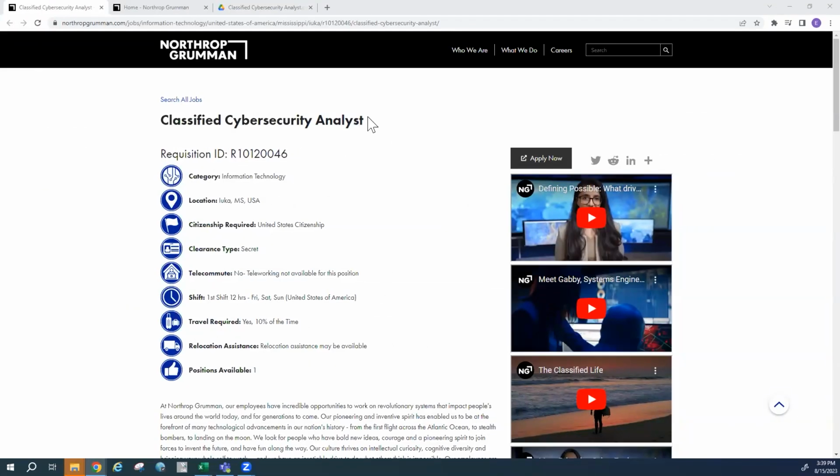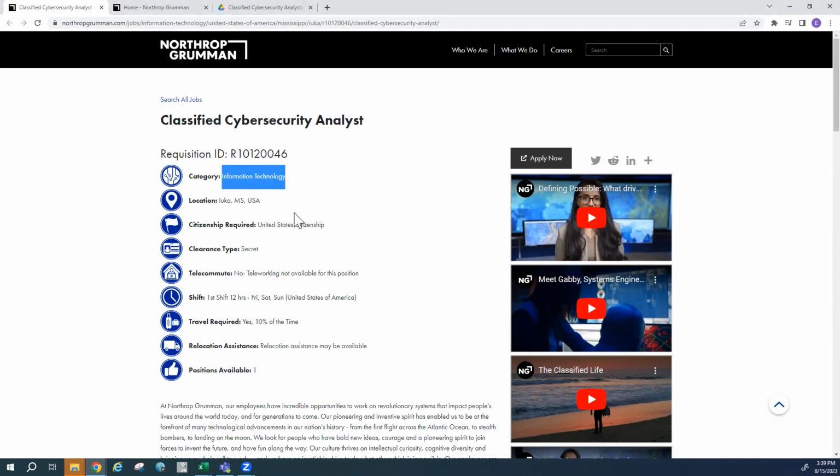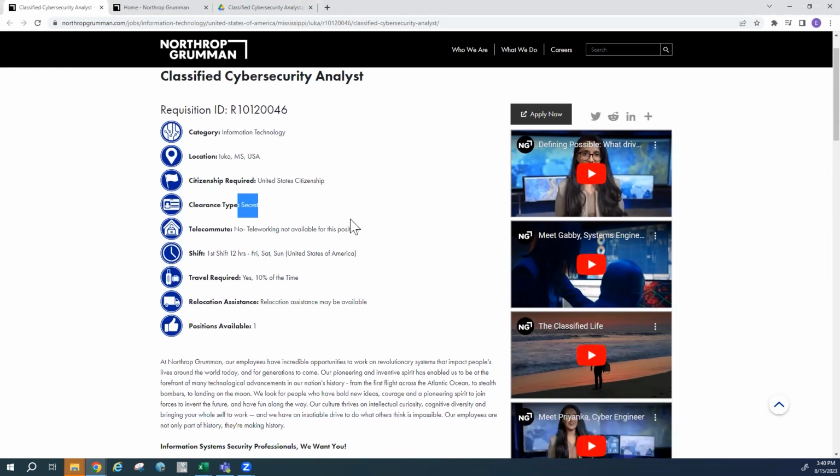The job title for this is Classified Cybersecurity Analyst. And we're going to look at the requisition here. So first thing first is IT. We know that, of course. However, it is required that you must be a citizen of the United States. You have to be a citizen of the United States. And then you must be able to obtain security clearance. This is because I figure this company gets military or Department of Defense contracts. So they will probably need you to be able to get security clearance, and you have to be a citizen of the United States as well.